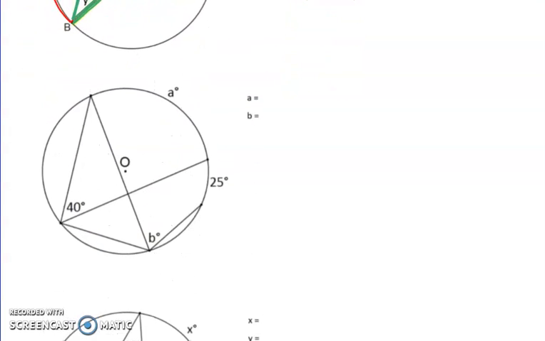All right, this one looks sort of complicated, but we only have to find two things. We need to find A and B. Now, what's challenging about this, for the first time, we don't have a diameter. So we're kind of forced to use inscribed angles. The first one I want you guys to look at, because it's the easiest, is the one that's 40.